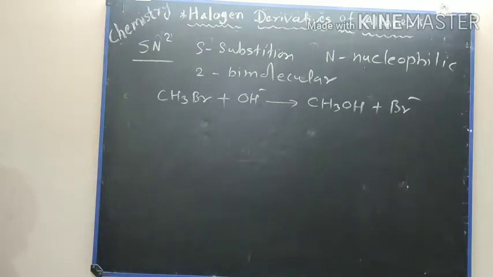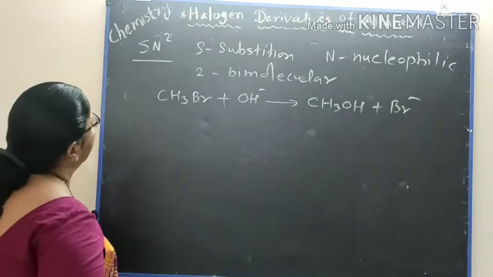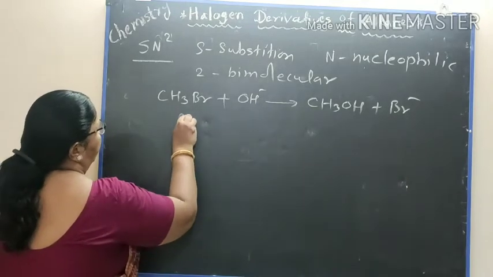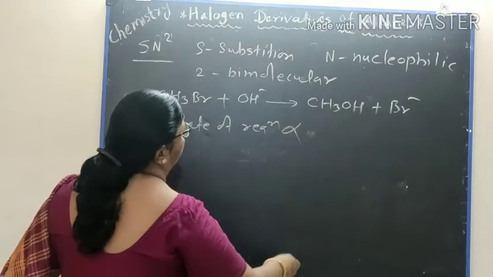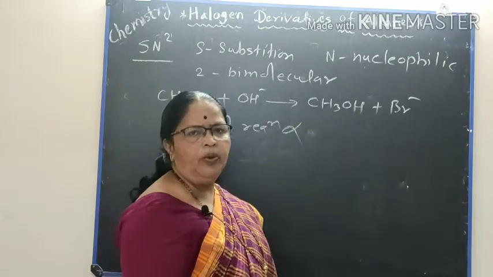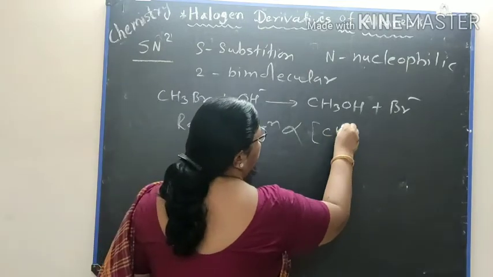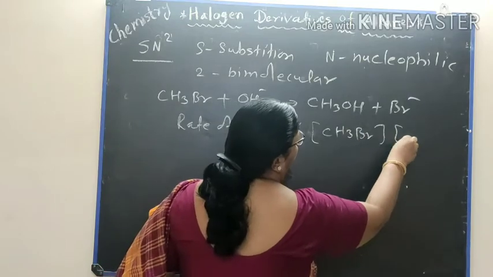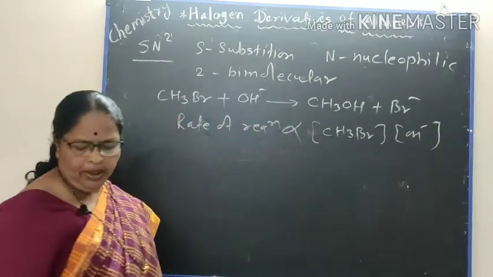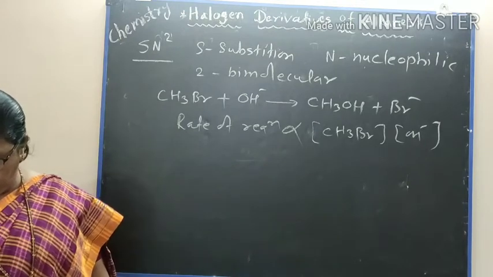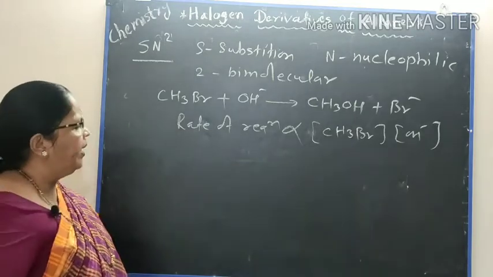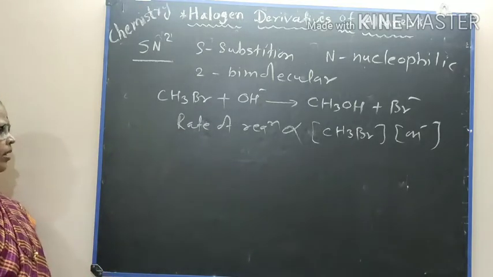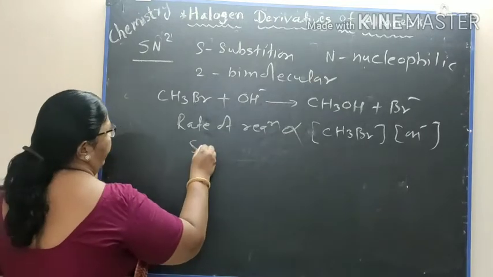Again, here we will see the rate of reaction. Why is it called a bimolecular reaction? Here the rate of this reaction is directly proportional to the concentration of two reacting species, methyl bromide and hydroxyl ions. Again, see here, it is a one step mechanism with second order kinetics.